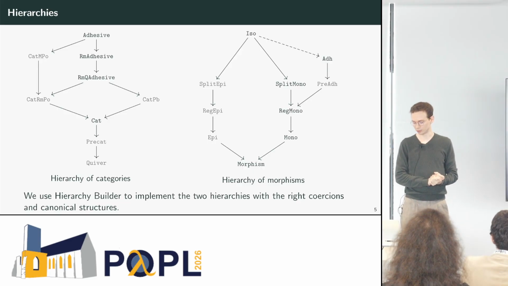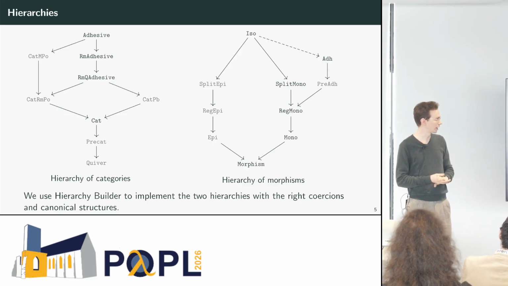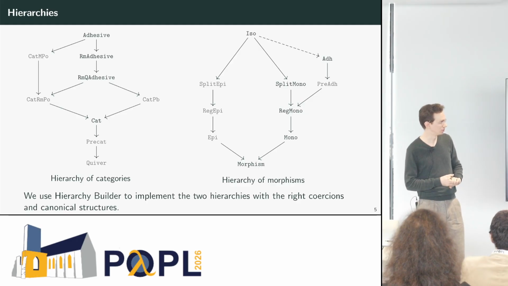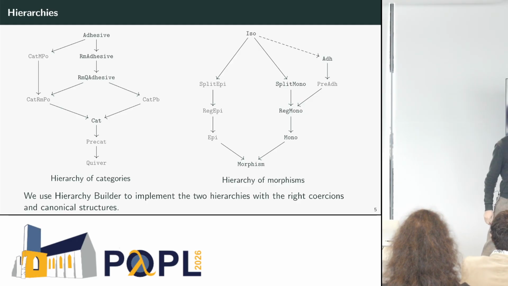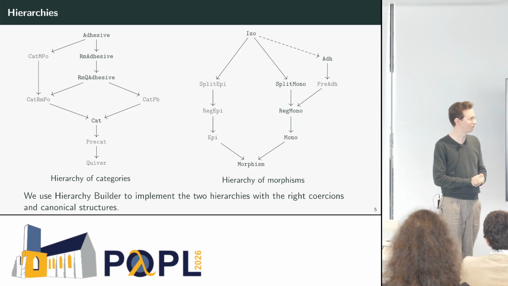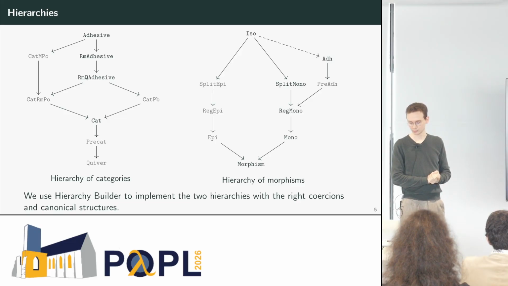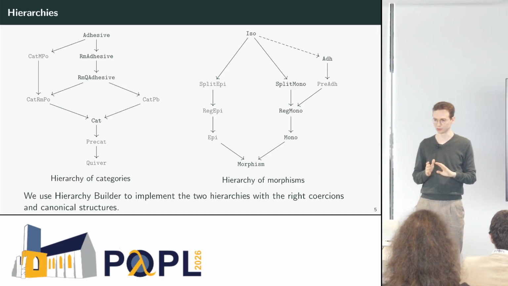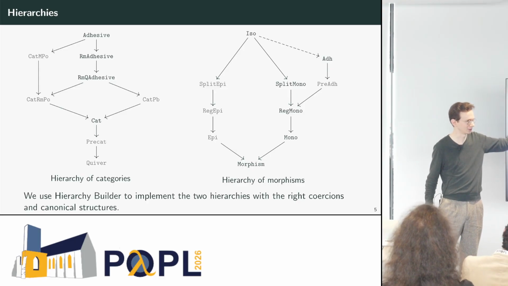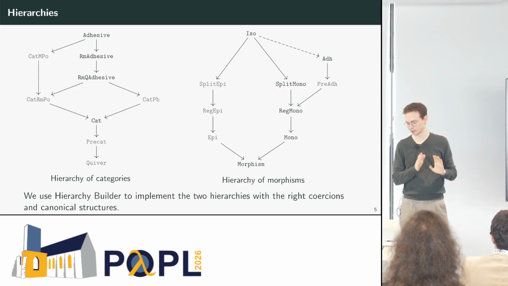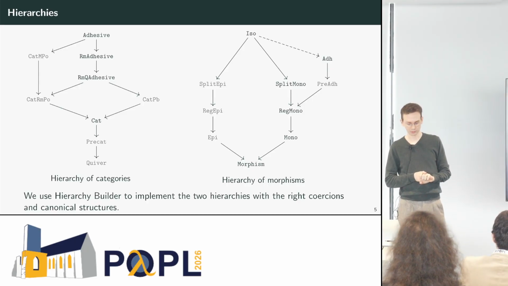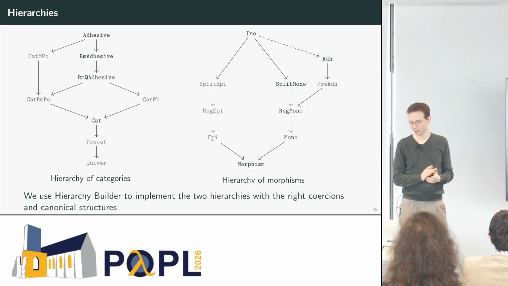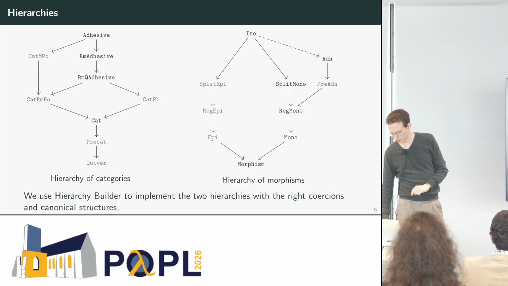It also allows for extendable hierarchies. However, you can notice here that there is a dashed arrow instead of the usual ones. Hierarchy Builder still has limitations compared to what we would have liked to achieve. So this arrow here does not exist. In reality, it's a bit more complicated than that. But outside of this specific thing, we have a nice way to organize our hierarchies.